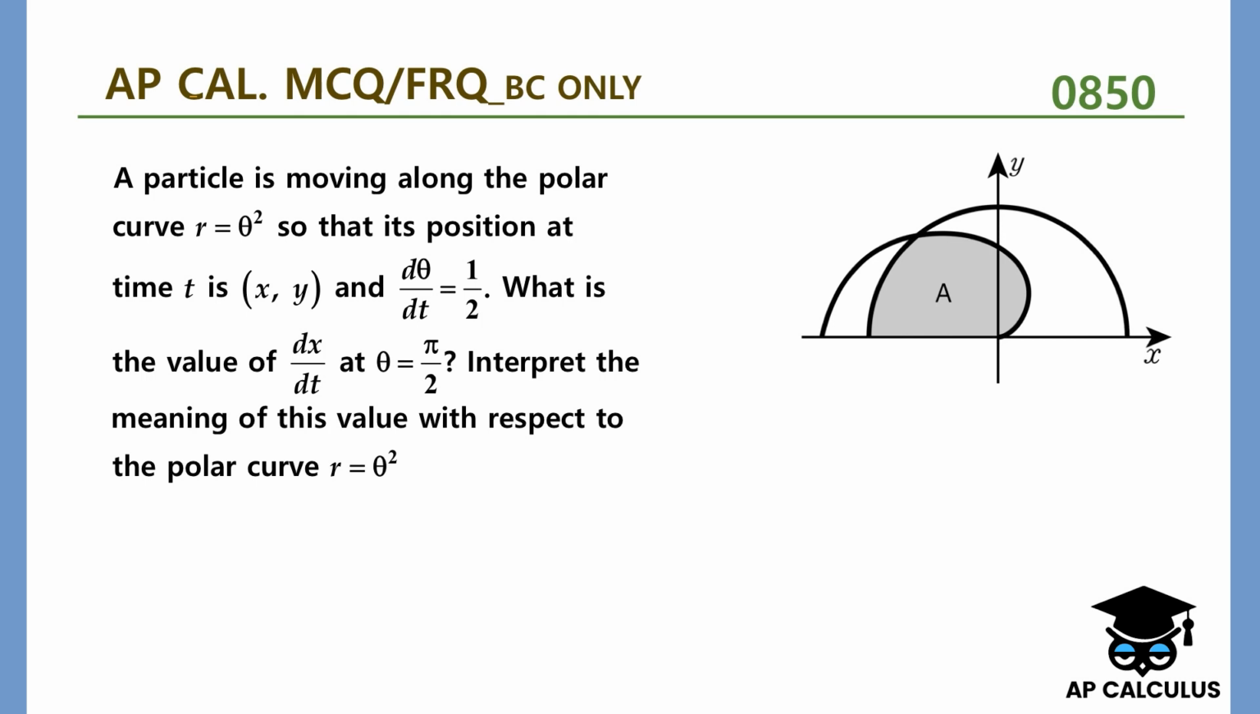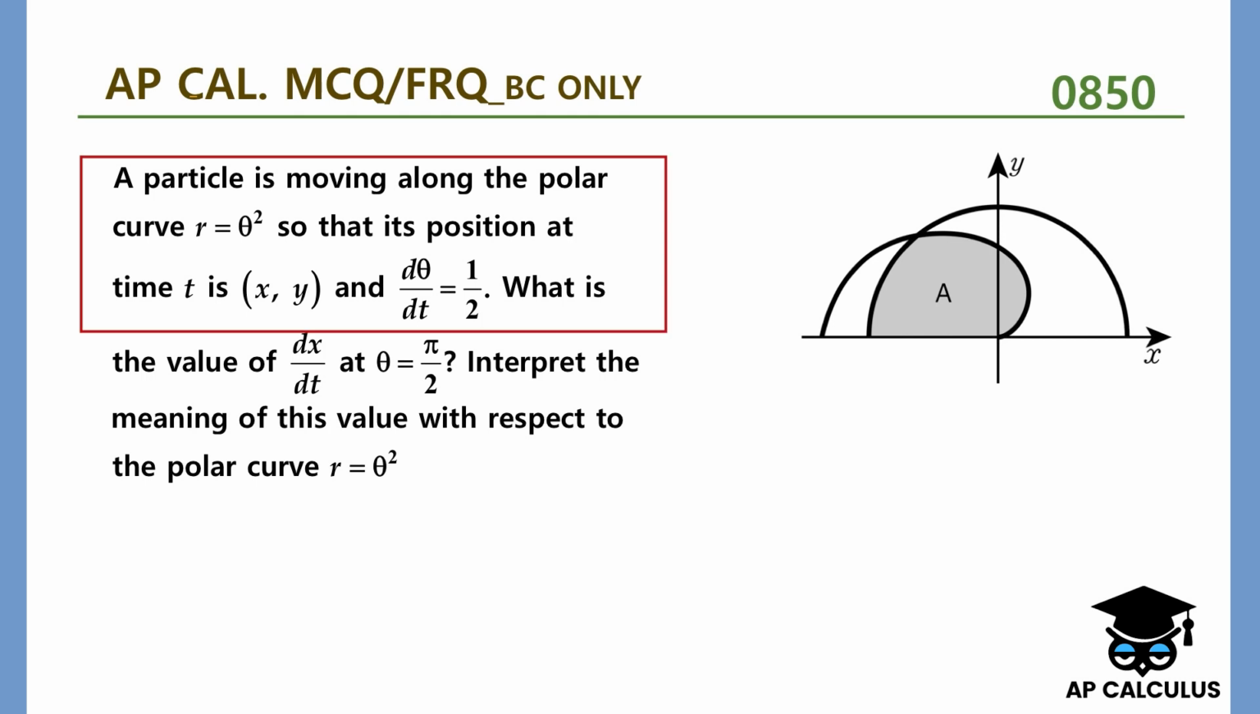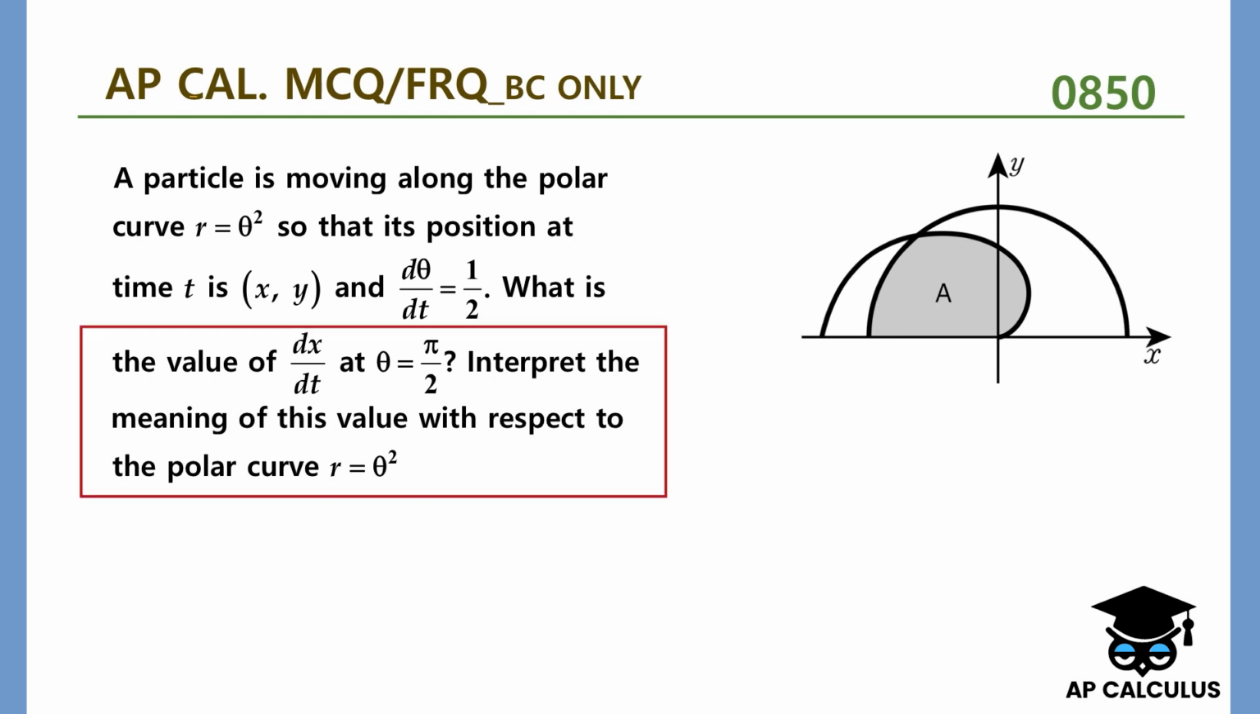Question A50. A particle is moving along the polar curve r is equal to theta squared so that its position at time t is (x, y), and d theta over dt is 1/2. What is the value of dx over dt at theta is equal to pi over 2? Interpret the meaning of this value with respect to the polar curve r is equal to theta squared.